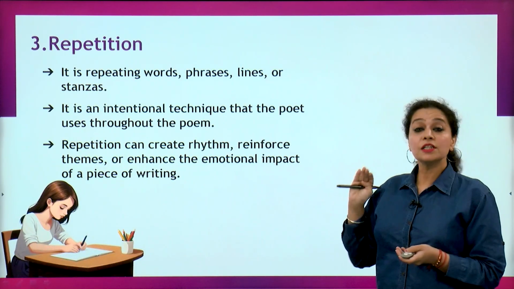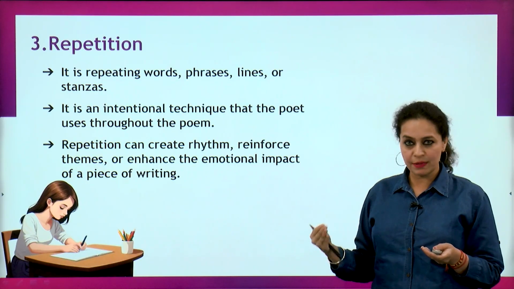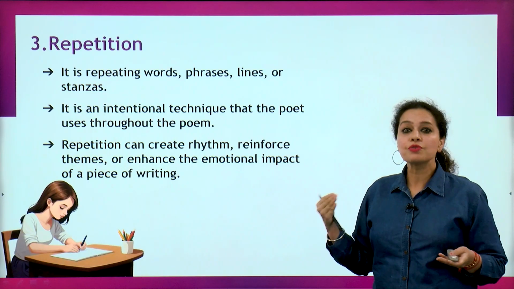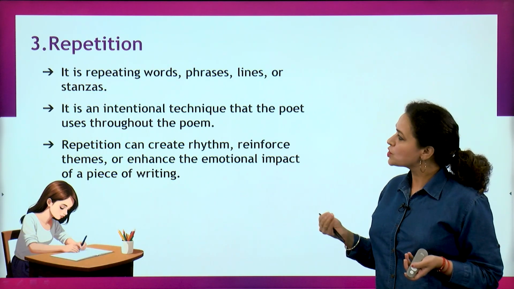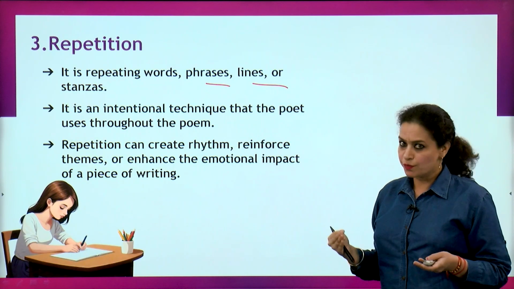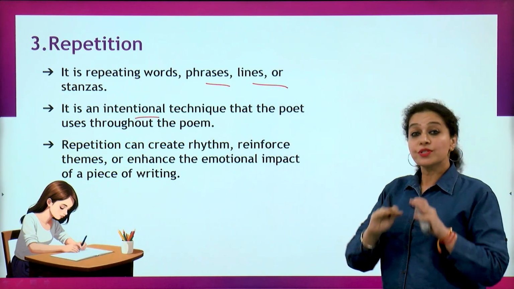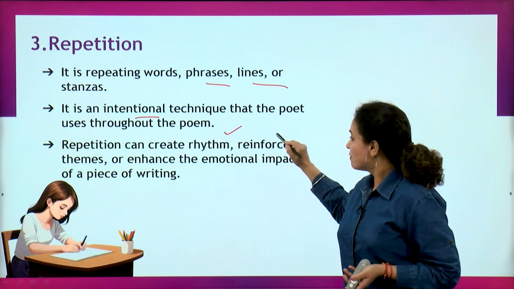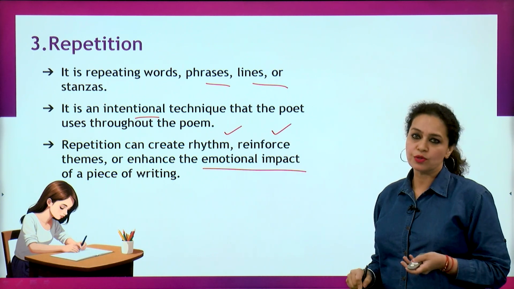Now, the third figure of speech that we are going to explore apart from metaphor and simile is repetition. As the word suggests, repetition means to repeat. Now what are we repeating and why are we repeating? Let's see. It's repeating words, phrases, lines or stanzas in a given poem. It is an intentional technique that the poet uses throughout the poem. And repetition can create rhythm, reinforce themes or enhance the emotional impact of a piece of writing.